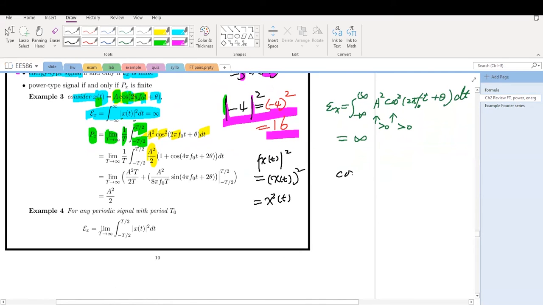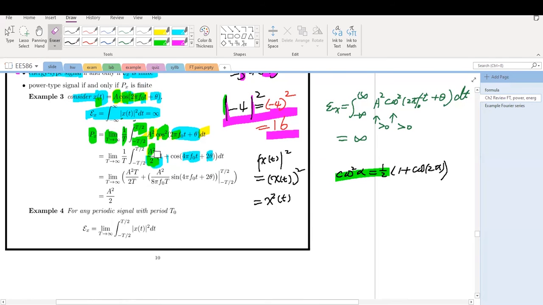We use cosine squared alpha equals half of 1 plus cosine of double alpha. You can put a small bracket here. This is exactly what we did here: A squared here, A squared here, and for cosine squared I use this formula. That becomes one half times 1 plus cosine of double this angle, which becomes 4 pi f naught t plus 2 theta.